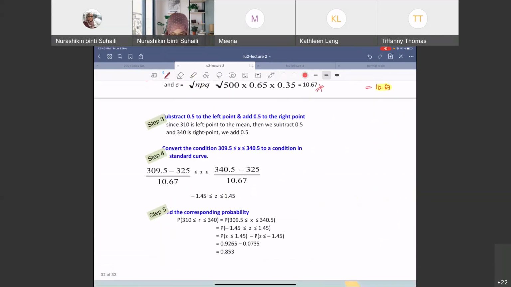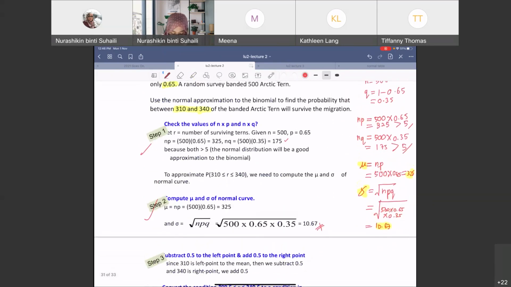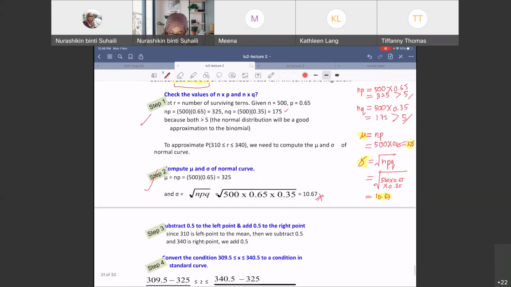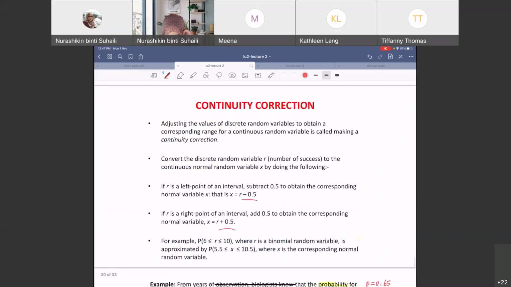Step 3. So now we know the range is between 310 and 340. This is the range of x that we want to find the probability. So let's say x is between 310 and 340. So this is the one where we have to subtract 0.5 and also add 0.5. Now the continuity correction, remember this one: we have to subtract 0.5 from the lowest limit and add 0.5 to the highest limit.